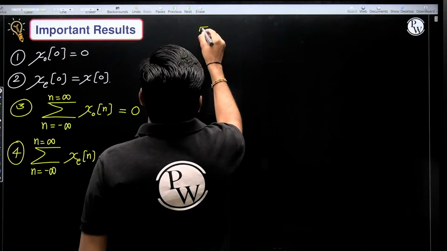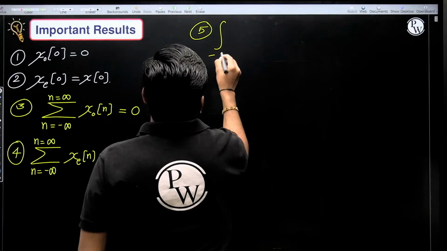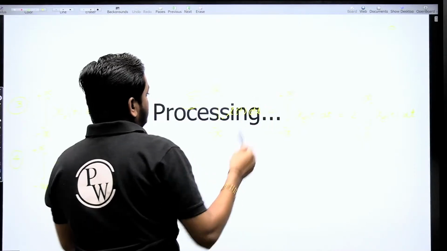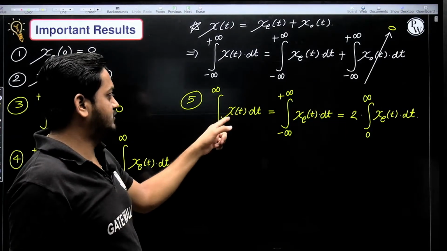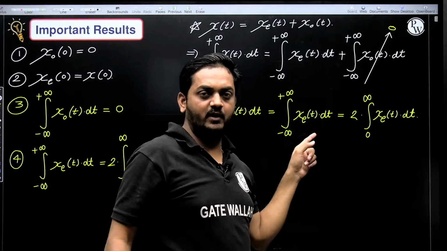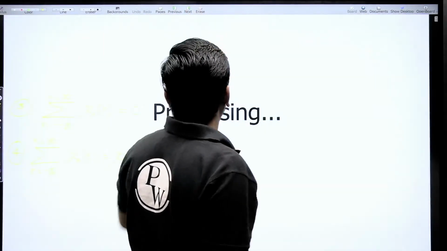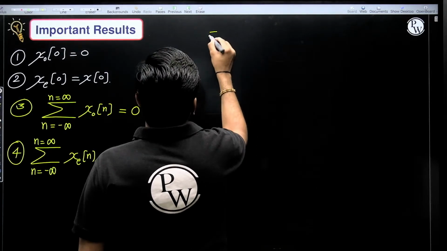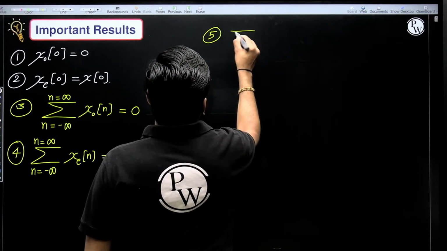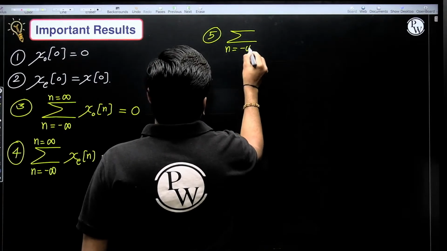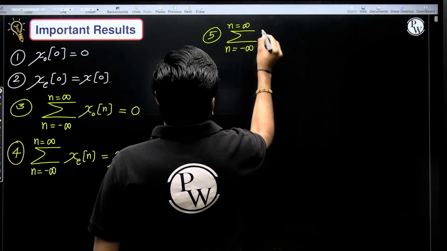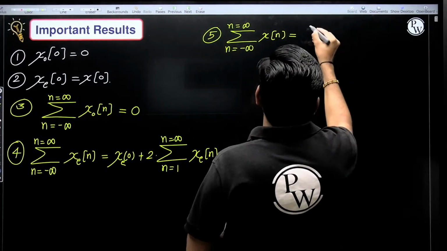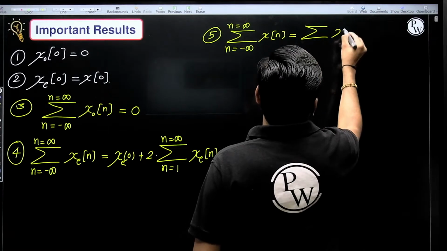Now fifth result. Here, in the fifth result, the area under x of t is nothing but the area under its even part. Again here also same thing is applicable. Result: summation of x of n equal to summation of its even part.